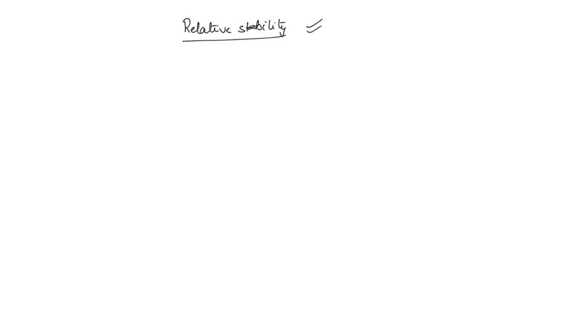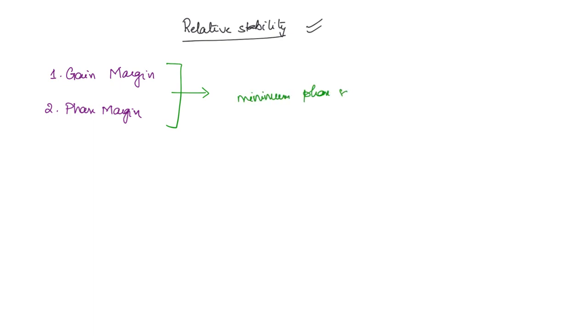So how do we find out the relative stability using Nyquist criteria? In order to study the relative stability, we will be making use of two new parameters. One is gain margin and the second parameter is phase margin. So what do these two parameters mean? Now before we discuss that, you need to understand that we are only considering the minimum phase systems here. For minimum phase systems only.